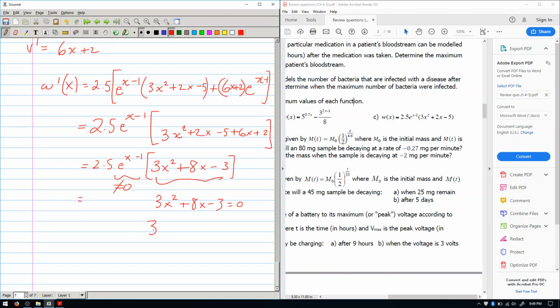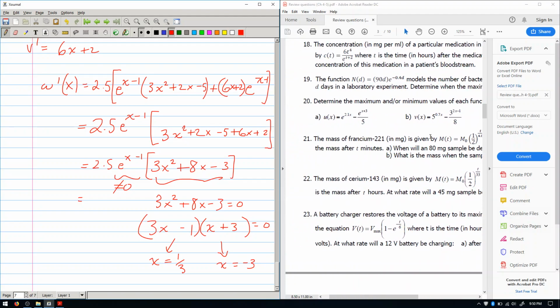How do we solve this? Let's see, can we guess? 3x, x, minus 3, no, plus 3, minus 1. Does that work? 9x minus x, yep, that works. Equals 0, so my two solutions are x equals 1 over 3, or x equals negative 3. So all I do is take these x values and plug them into the original function. So whatever you get there are your answers. Okay? So that is 20C.